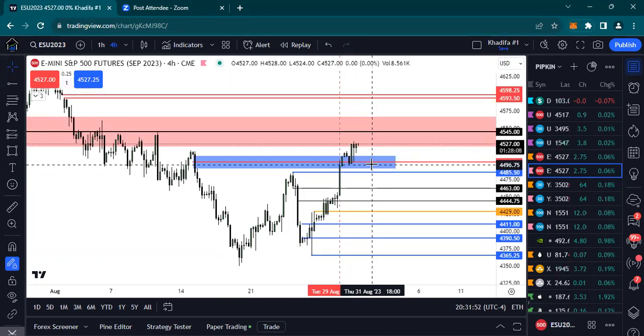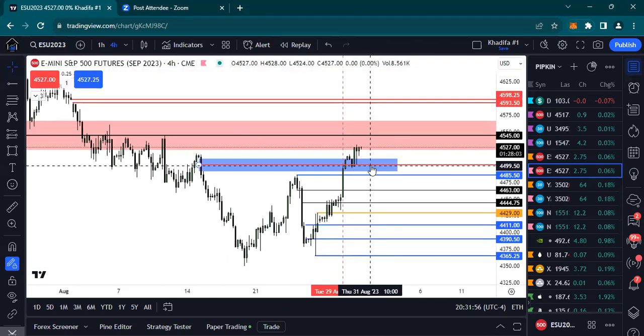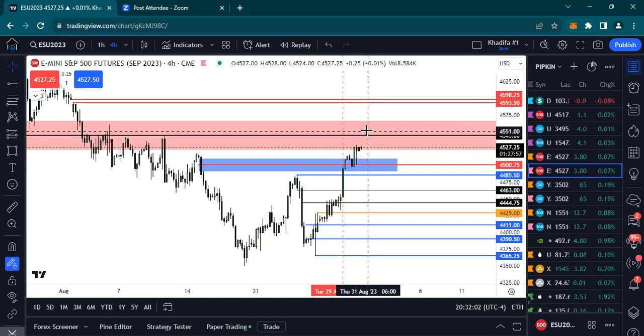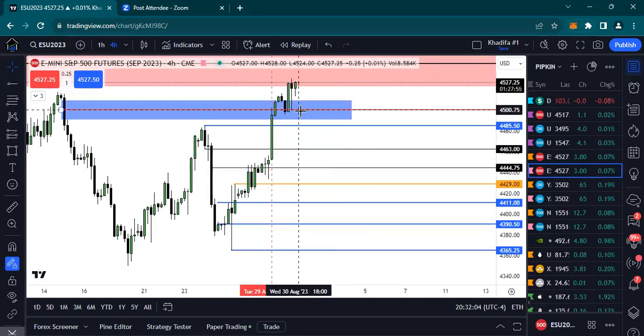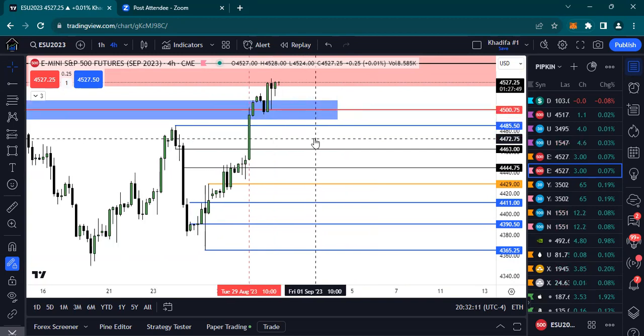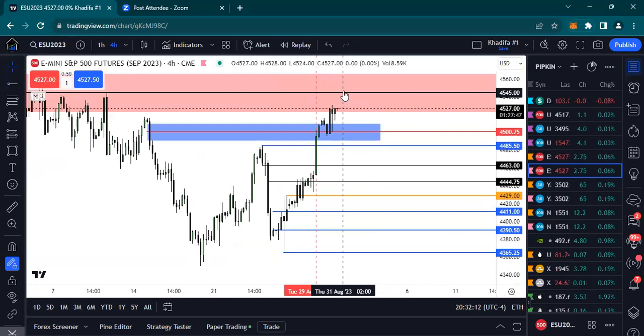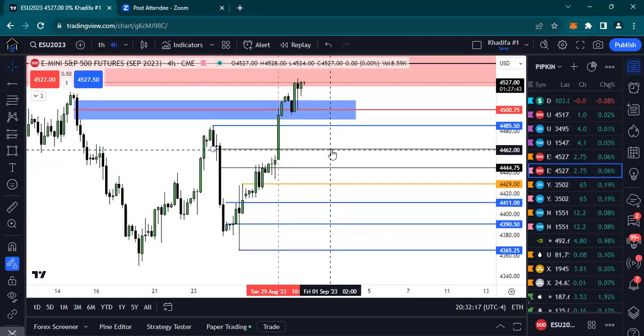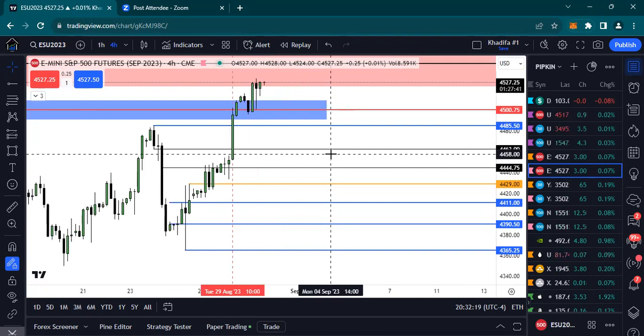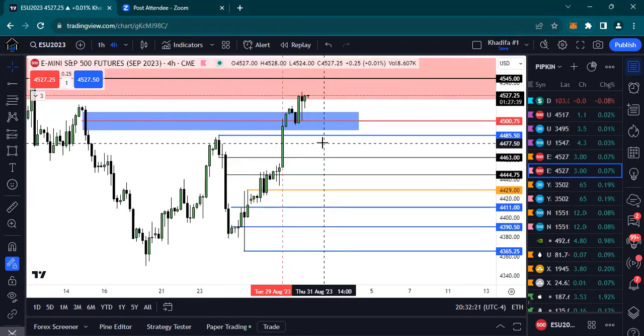I will be paying attention throughout the rest of Asia and going into London, whether we can break above this weekly consequent encroachment and close above it, or whether we break back below this 4 hour consequent encroachment to the downside and close below it. Depending on which way price goes between those two levels, that will give me my confirmations on where price is going.